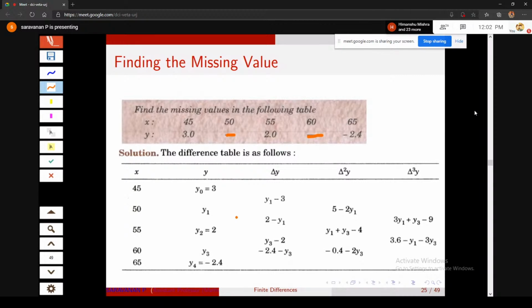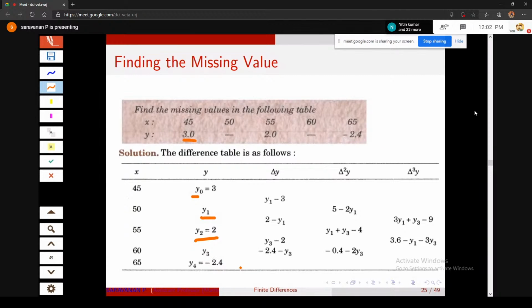So there are two methods. The first method is to first construct the forward difference table. Here write x as x0, x1, x2, x3, x4. The corresponding values are y0, y1, y2, y3, y4. We are given y0 is 3, y1 we don't know, write it as it is, y2 is 2, y3 we don't know, so write simply y3, then y4 is minus 2.4.